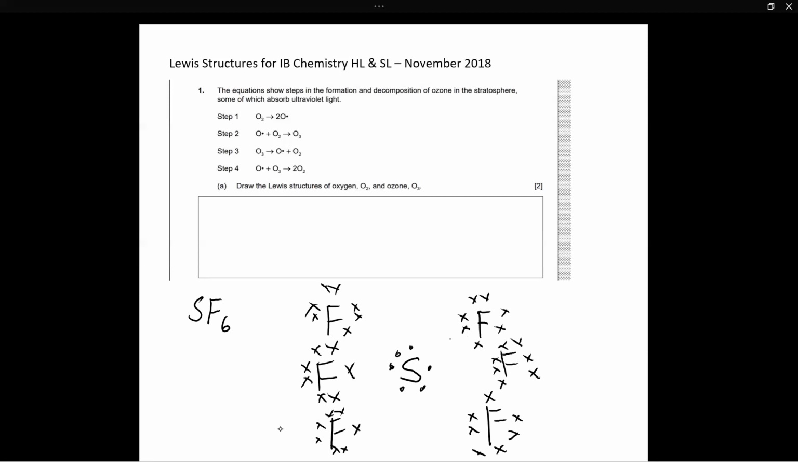So yeah, these are your fluorines, right? Now each fluorine needs 1 more electron to gain stability. So fluorine number 1 will come to sulfur and say, hey, let's form a bond. All right, sulfur forms a bond.